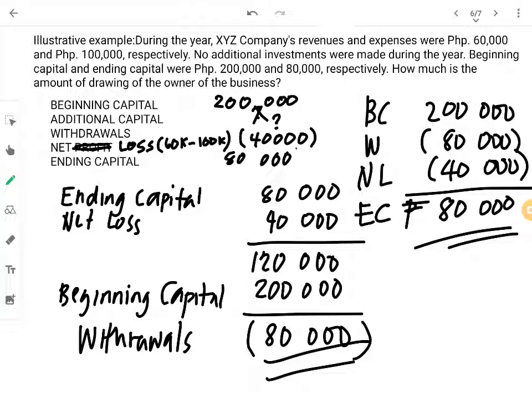So, yun lang yung isi-share ko ngayon, yung mga example na problems kung paano hanapin yung withdrawals, yung ending capital, beginning capital, additional investments. So, I hope naka-learn kayo dito sa small na discussion natin tungkol sa statement of changes in equity.